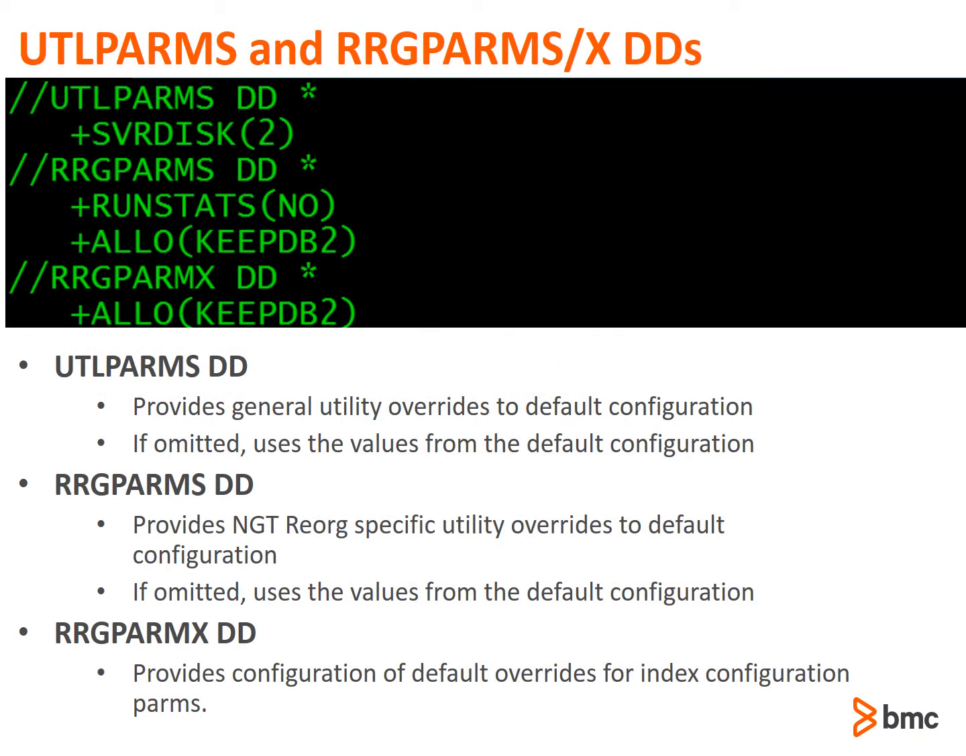By default, configuration values are obtained from the default configuration. General utility overrides are supported using the UTL parms DD. NGT's reorg specific overrides are supported using the RRG parms DD. Reorg index-specific overrides are supported using the RRG parm XDD. See product doc for details on configuration values. Omitting these DDs will have the utility use the values in the default configuration.